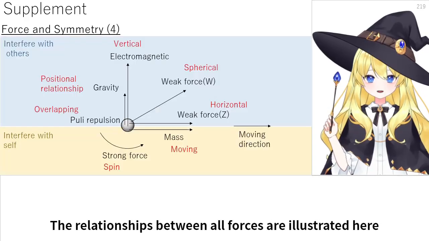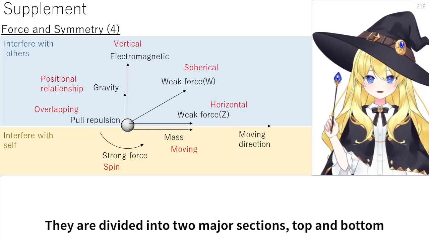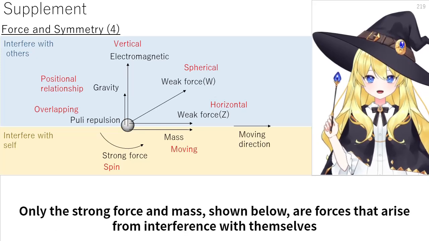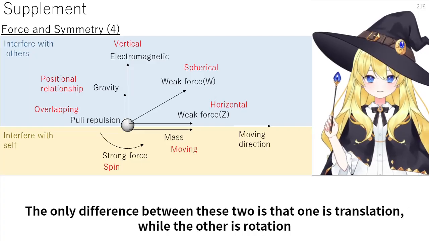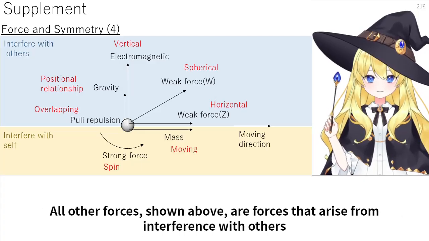The relationships between all forces are illustrated here. They are divided into two major sections, top and bottom. Only the strong force and mass, shown below, are forces that arise from interference with themselves. The only difference between these two is that one is translation, while the other is rotation. All other forces, shown above, are forces that arise from interference with others.